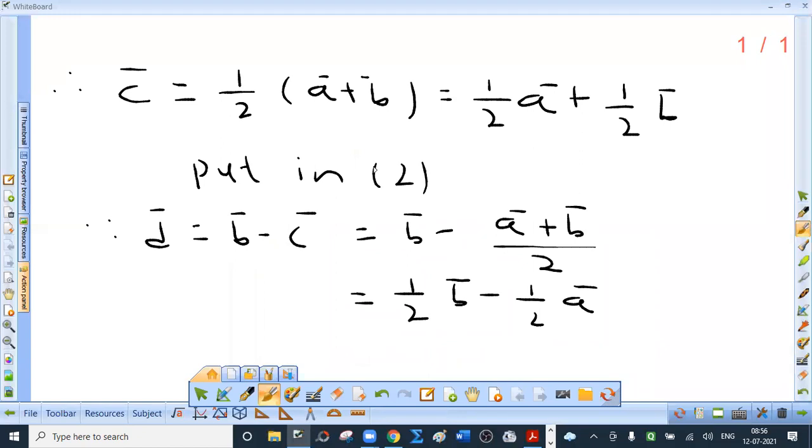Now put this in the second equation. So B bar equal to, second equation is what? B bar equal to C bar plus D bar. So D bar is B bar minus C bar. Put the value of C bar to get this. So this is the answer.